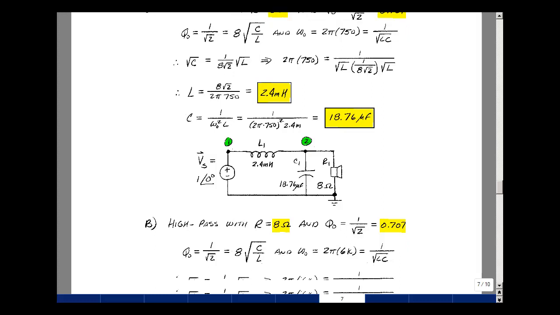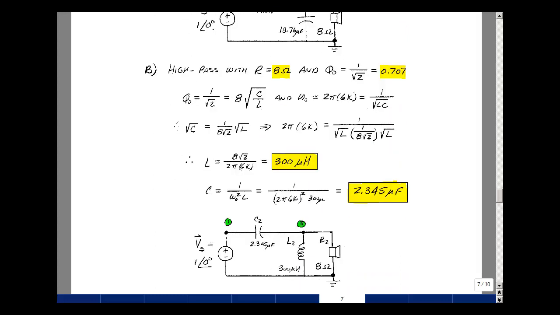For a high-pass circuit, our specs were that R was 8 ohms and that Q0 would be 0.707. And from Supplemental Problem 6.4, we saw that Q0 was equal to R square root of C over L. I'm going to pick Q0 equal to 1 over square root of 2. And now we've got again one equation and 2 unknowns. My second equation is the value of omega naught at 6 kilohertz. Multiply that by 2 pi to get the value of omega naught, and that's equal to 1 over square root of LC.